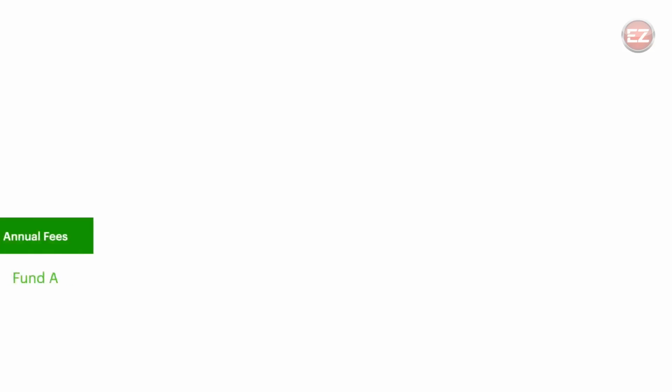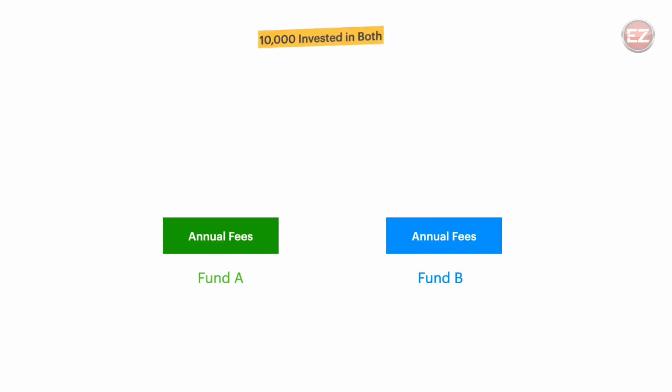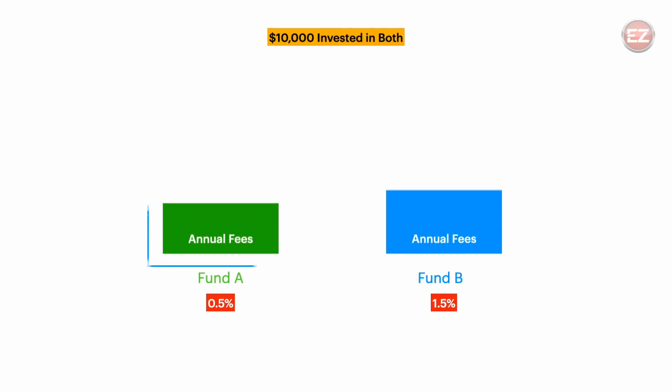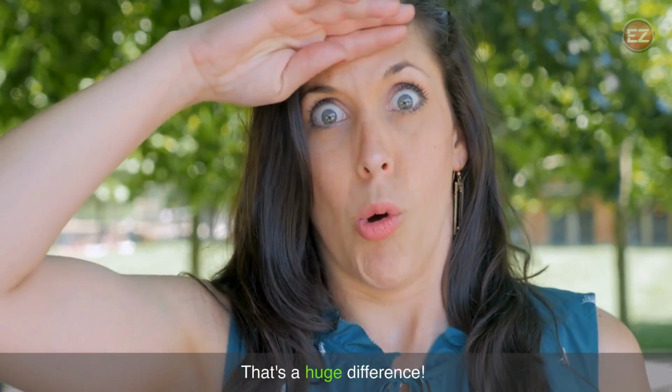For example, let's say you invest $10,000 in two different mutual funds. One has an expense ratio of 0.5%, while the other has an expense ratio of 1.5%. Over 20 years, the fund with the lower expense ratio would cost you $2,893 in fees, while the fund with the higher expense ratio would cost you $7,954. That's a huge difference.